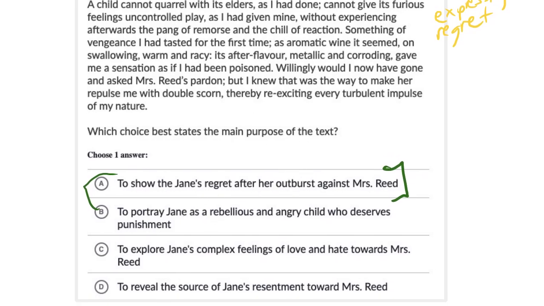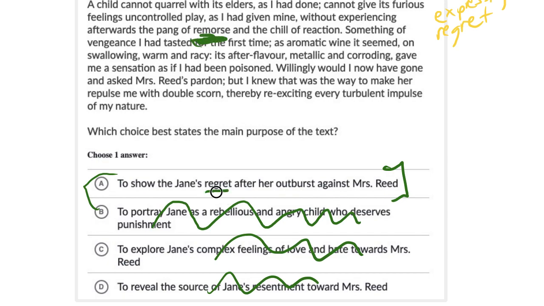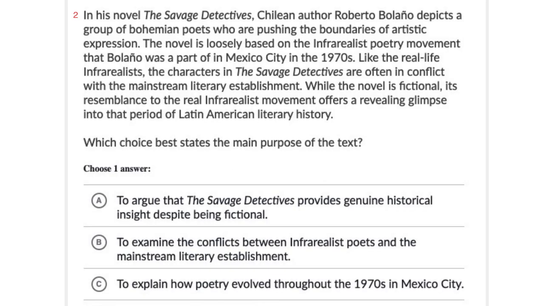But anyway, it's not to portray her as a rebellious and angry child who deserves punishment. Maybe she does deserve it, but that's not the purpose of this. It's not about complex feelings, and it's not about the source of resentment. It is about regret, remorse, and that's that. Number two, again, the main purpose.